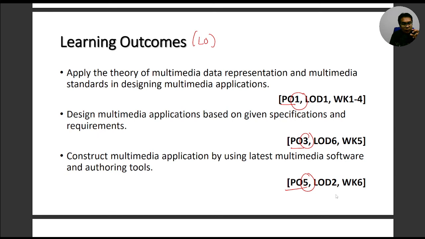Okay? So the moment the PO is given to me like that, we as lecturers are required to assess this 1, 3, and 5 for our learning outcomes. Meaning LO1 is for this, LO2 is for this, and LO3 is for this. Sorry, currently I'm looking at the second display on my left hand side, okay. So these are the targets for the end of the semester. We have applying the theoretical multimedia data representation and so on. So basically we try to focus on this.